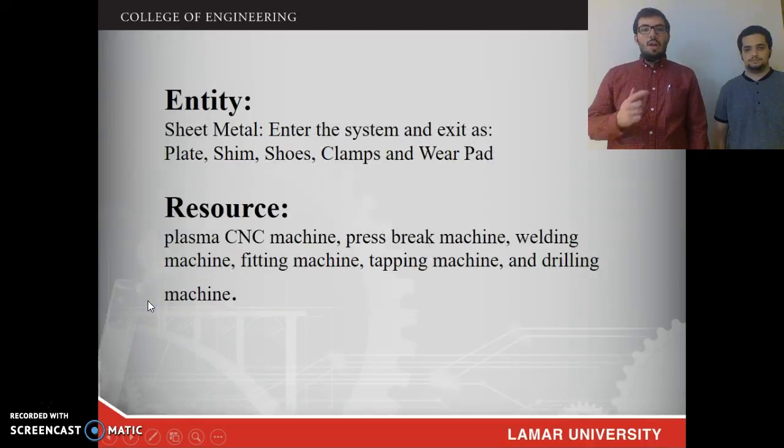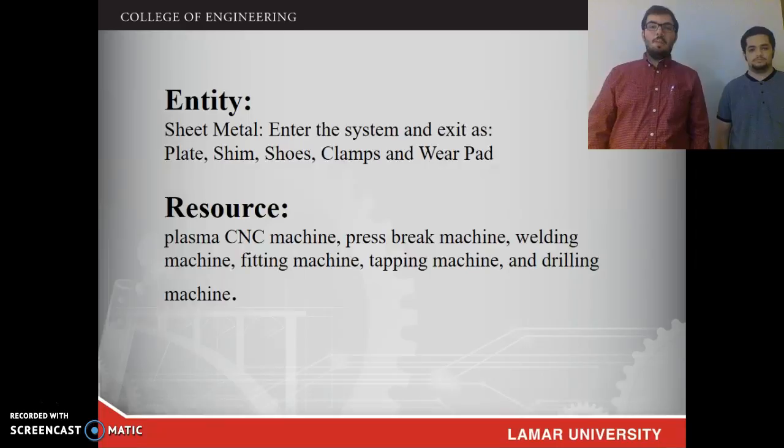Our entity, we start with the sheet metal, enter the system and exit as plate, shim, shoes, clamps, and wear band. The resource, plasma CNC machine, press brake machine, welding machine, fitting machine, tabbing, and drilling machine.